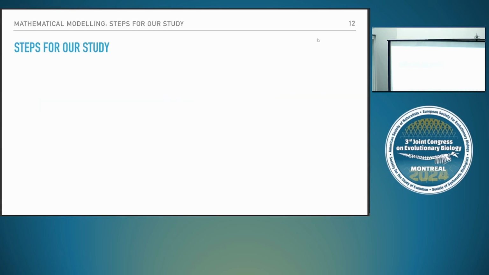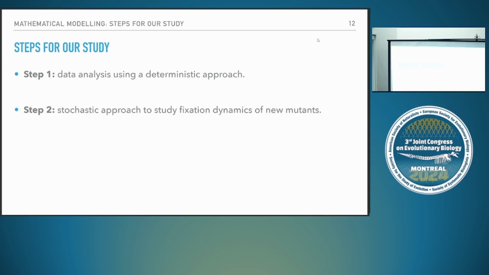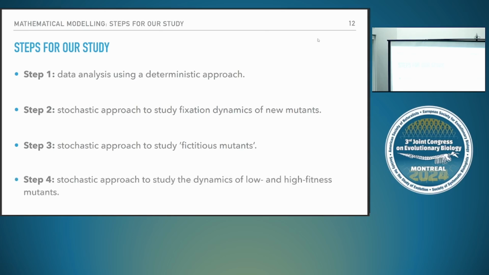We divide our study into 4 different steps. Step 1, we perform a data analysis using a deterministic approach. Step 2, a stochastic approach to study fixation dynamics of new mutants. Step 3, a stochastic approach to study fictitious mutants. I will explain this later. And step 4, a stochastic approach to study the dynamics of low and high fitness mutants. Now in this talk, I'm going to spend mostly talking about steps 1 and 2, but please ask me about steps 3 and 4 if you are interested.